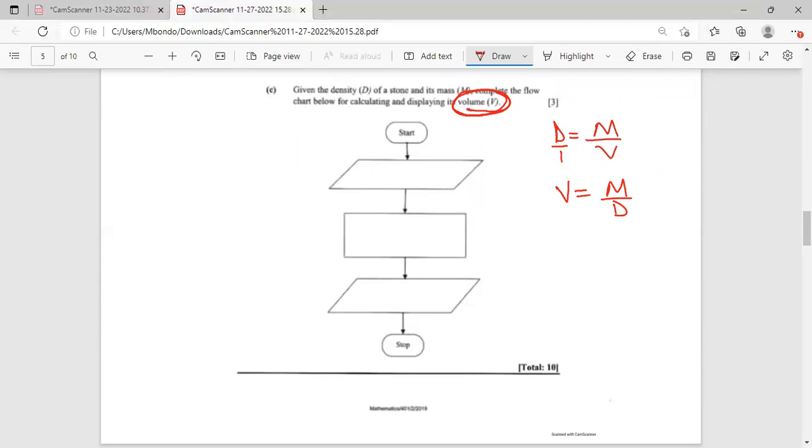At this point, what are we calculating? Volume. So what are we going to enter? Here you say enter. We're going to enter M and D. Then at this point, we say volume is equal to what? M slash D. What are we going to show here? You can say print. I'm trying to use different words. Print what? Print V. What are you going to get by doing this? 3 marks. Can you imagine? All right, just that.